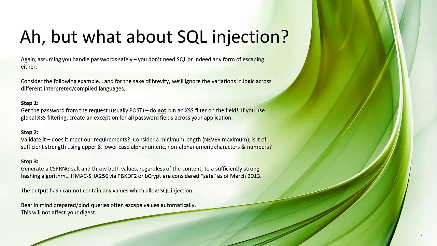Now, both hash-based message authentication codes using SHA-256 via password-based key derivation function or bcrypt are both considered safe as of March 2013. The output hash can't contain any values which would allow an SQL injection attack, and if it can't contain any values, you don't need to escape it. Now, bear in mind, most frameworks use prepared or bind queries, which often escape the values automatically, so it won't affect your digest in any way, but just be mindful of the fact that the password can't contain anything damaging, providing you're hashing it correctly to begin with.